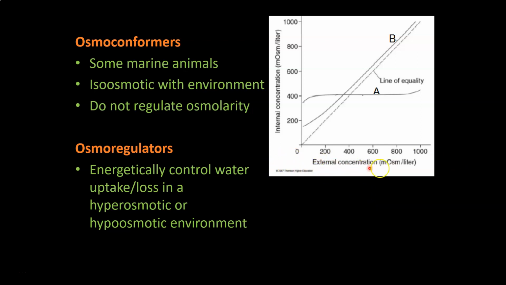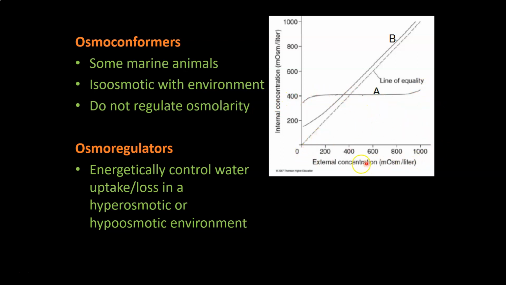So the x-axis is external solute concentration, and the y-axis is the internal solute concentration. This particular line marked B corresponds to an osmoconformer. As you can see in the osmoconformer, the internal solute concentration varies with the concentration of the external environment. Now look at line A. That's an osmoregulator. An osmoregulator's internal solute concentration does not change.